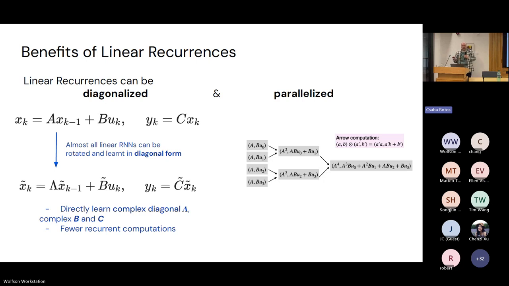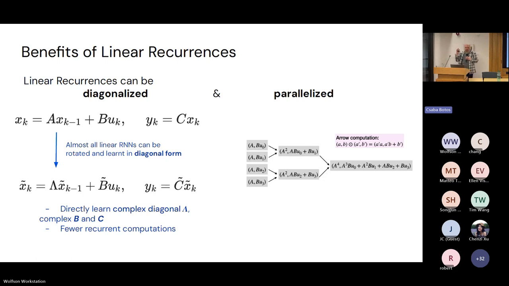The other thing is you can diagonalize the system. You do an SVD-like decomposition of A, and you can push the S and D into the input weights and the output weights, and you're just left with the diagonal matrix in the middle. If you do that, now in your recurrence you have an element-wise multiplication of vectors, which is much more efficient. So you save a lot of compute. That's one thing, and usually that's the thing that people point out.